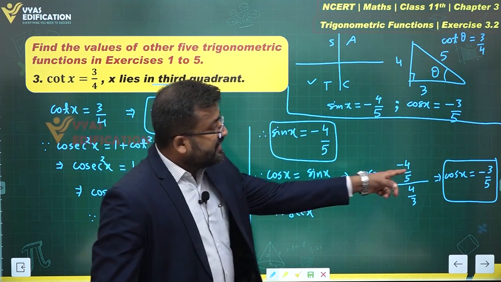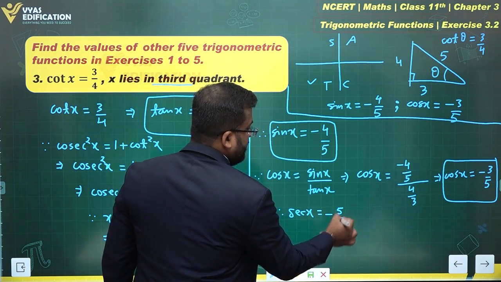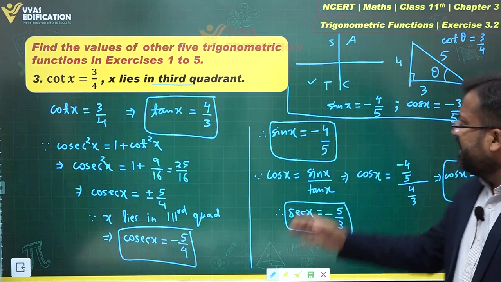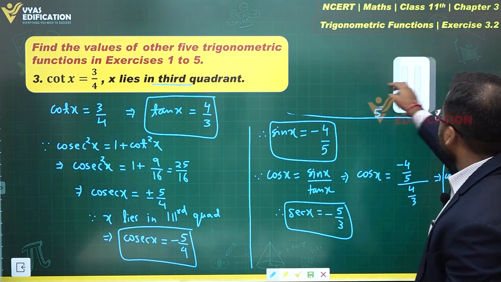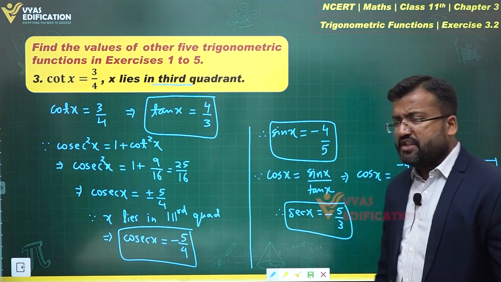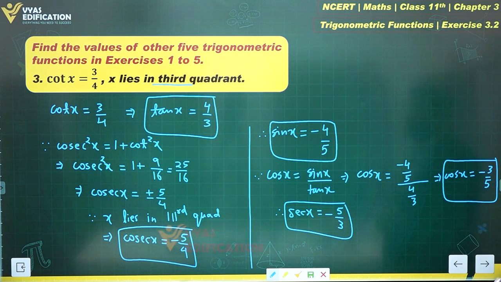The reciprocal of cos x is sec x, which is minus 5 by 3. Those are the values. You can verify that the values which we obtained directly are exactly the same. This is not something which was asked, but it is something we can remember to check. That's a complete solution of this question. Let me get aside so that you can take a look.